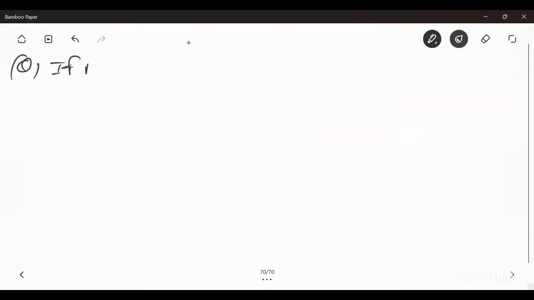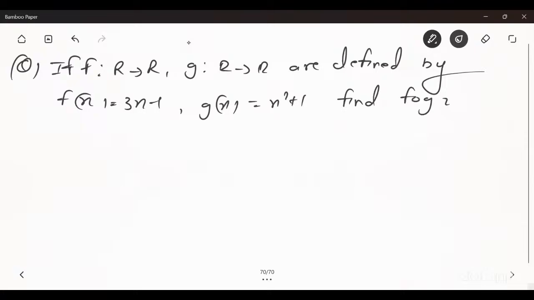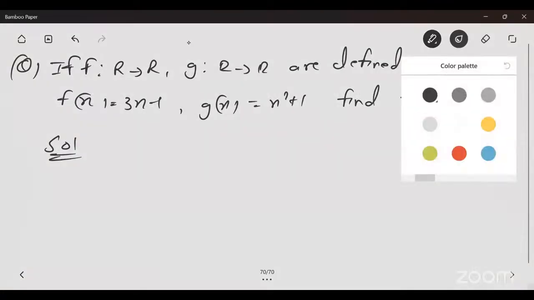Now come to the next question. If f is from R to R and g is also from R to R, defined by f of x is equal to 3x minus 1 and g of x is equal to x square plus 1. Find f of g of 2. Now come to the solution.